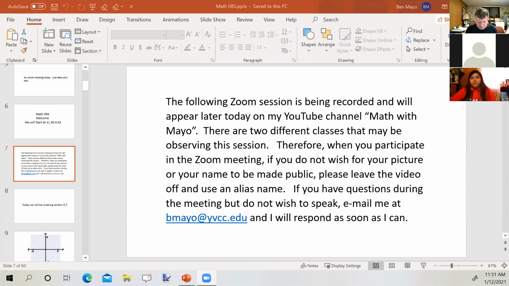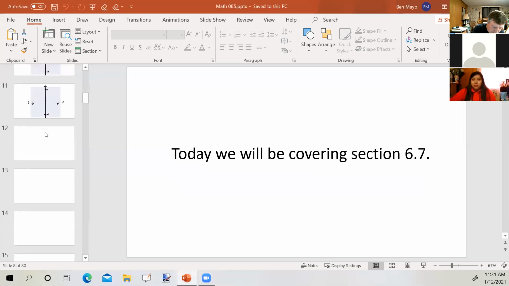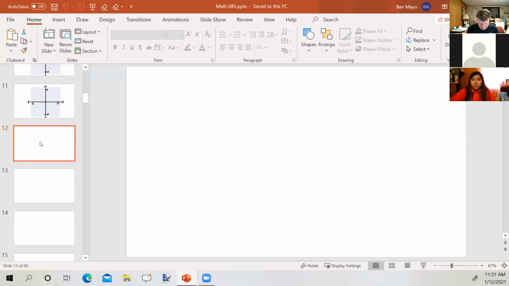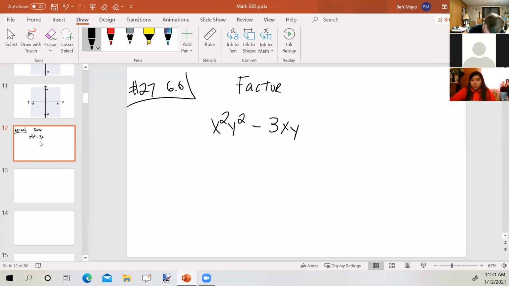Okay, so today, eventually, we're going to go on to section 6.7. First of all, I have a question that somebody asked about. This is number 27 from, I believe, 6.6. The question says to factor, and here's the problem: x squared y squared minus 3xy minus 28.